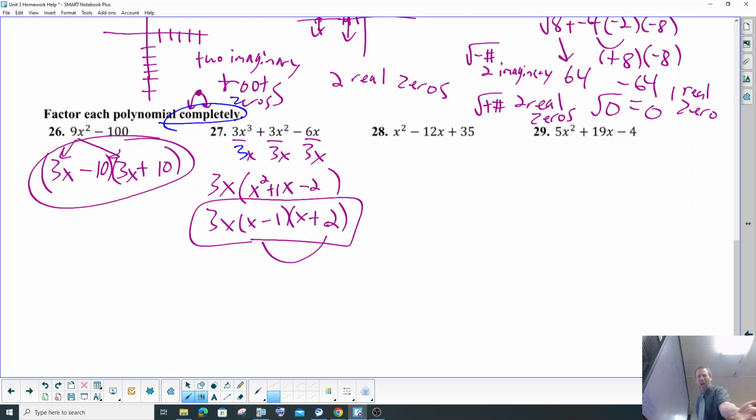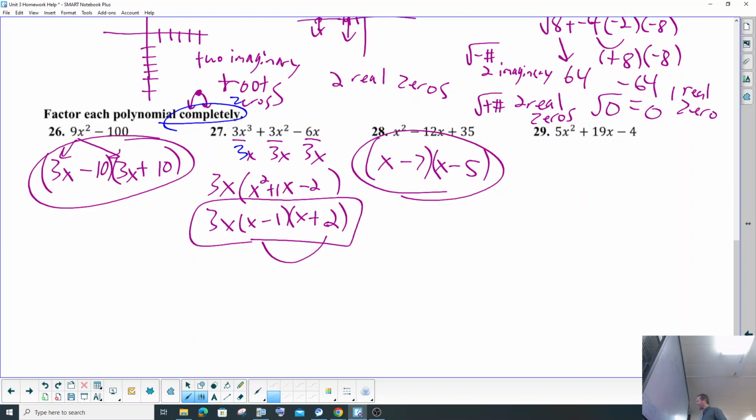What are factors of 35? So factors of 35 are 7 times 5 is 35. So a negative times a negative is a positive. So those are our factors there.